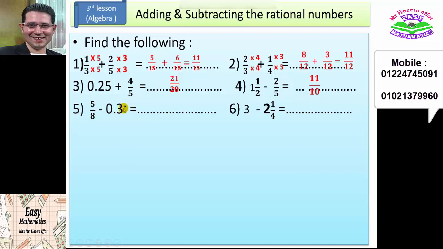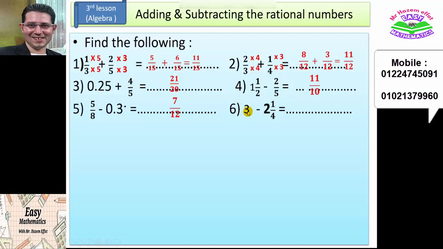Number 5 here, he gave me 5 over 8 minus 0.3 and there is a sign above the 3. What's the meaning of this sign? I told you before that it means 0.33333 repeating, and when we see the sign, press equal, it will be changed into the fraction 1/3. Then we can subtract both of them by doing the previous steps. It will be 7 over 12.